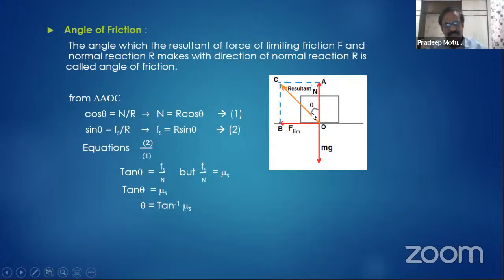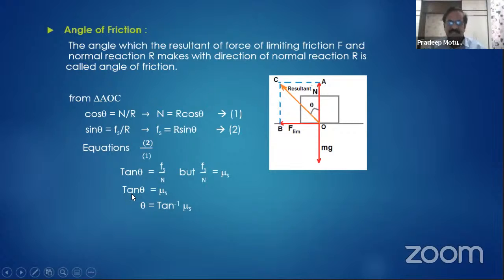This theta depends upon the friction. That is why you consider this angle only, but not this angle. I already told you, if the friction increases, theta also increases. So you choose only this angle.